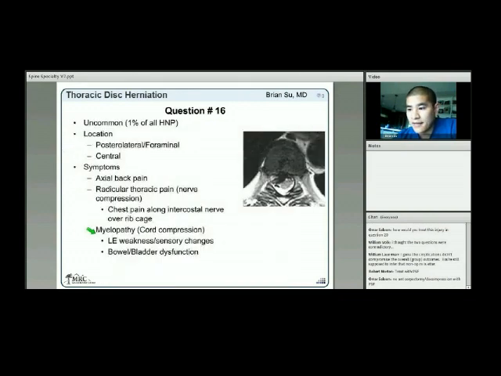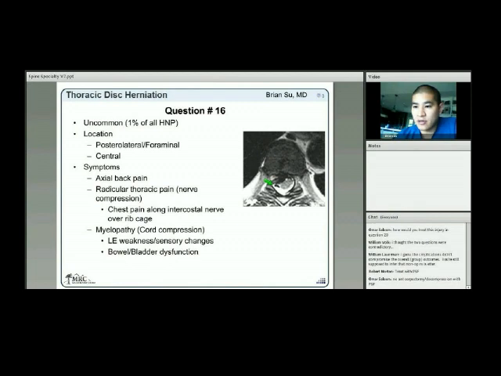So thoracic herniated disc, uncommon. They can be posterolateral, foraminal, central, basically similar flavors to what the lumbar disc is that Bill reviewed. Symptoms can be axial back pain. They're basically two flavors, and I don't think they're going to overlap them on the boards. I think you're going to clearly see somebody with radicular pain, so compression of the nerve that's going to cause pain along the intercostal region, or compression of the cord.